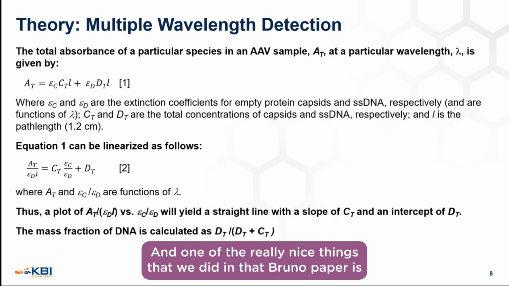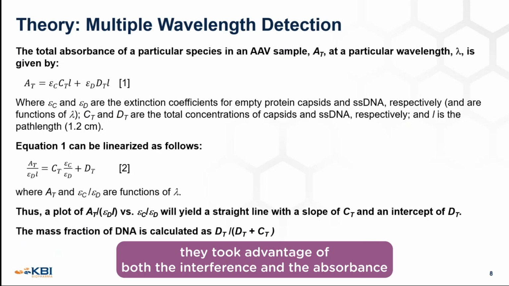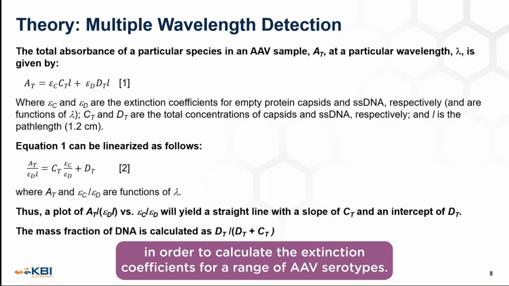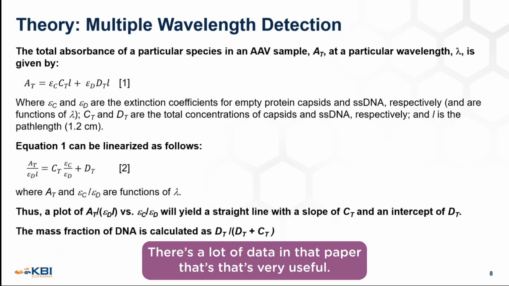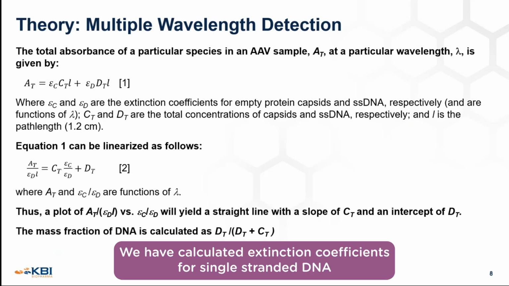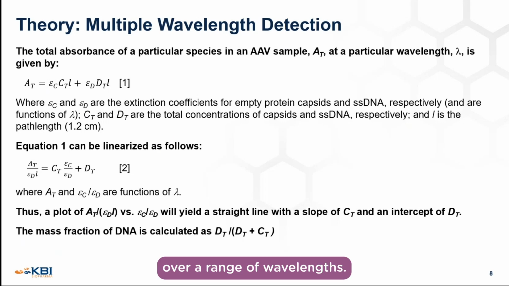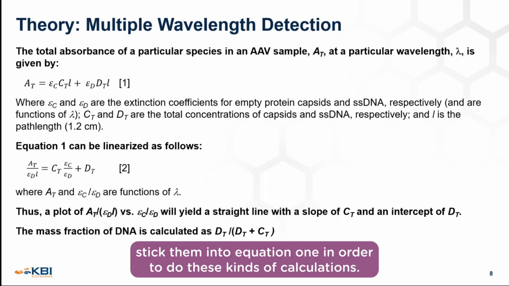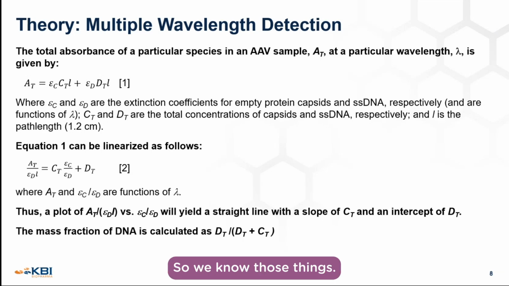Now, one of the really nice things that they did in that Bruno paper is they took advantage of both the interference and the absorbance optical detection systems available on this instrument to calculate the extinction coefficients for a range of AAV serotypes. There's a lot of data in that paper that's very useful. So we actually have calculated extinction coefficients for empty capsids, and for single-stranded DNA over a range of wavelengths. We can take those extinction coefficients and stick them into equation 1 to do these kinds of calculations. So we know those things.